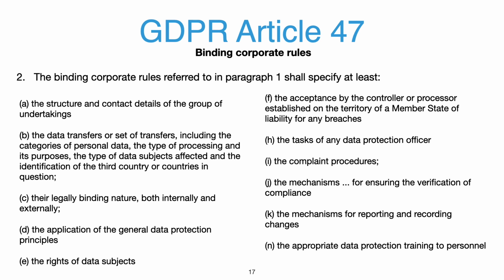Now, in Article 47.2f, we have a very interesting provision here. So there must be an acceptance by the controller or processor established in the territory of a member state of liability for any breaches. So if an Irish company is transferring information to one of its partner businesses outside of the EU, all of this documentation must be provided. But if there's a screw up, the Irish company is on the hook for any liability.